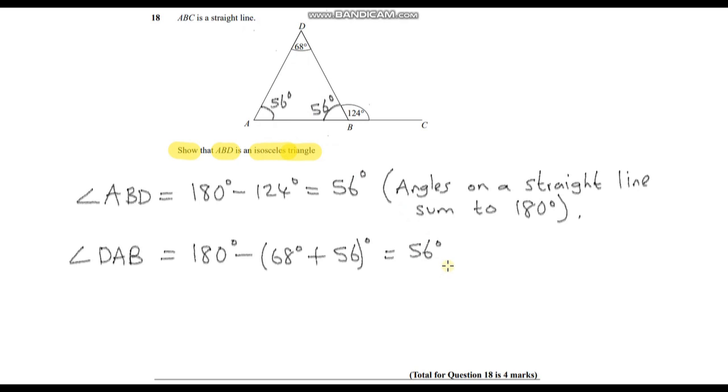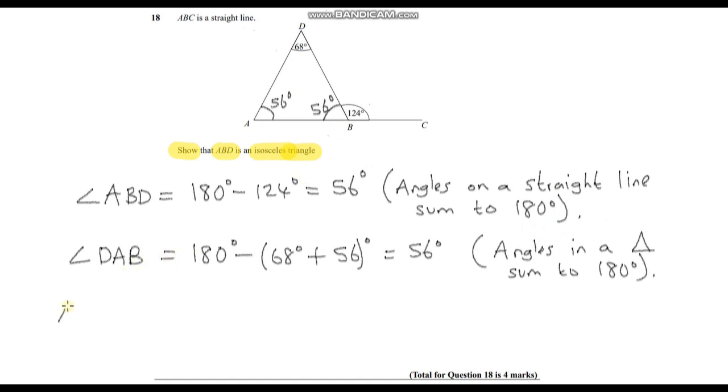Before we write anything down, we need to give our reason for what we've just worked out. This is 56 degrees, and the reason for that is because angles in a triangle sum to 180 degrees. So we've got our two angles, and we've given our two reasons. Now we just need to write a concluding statement.